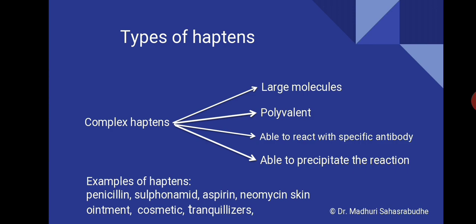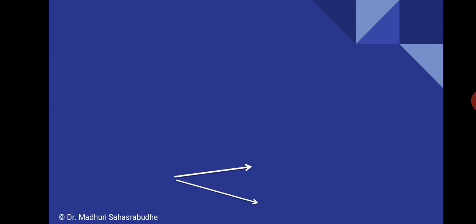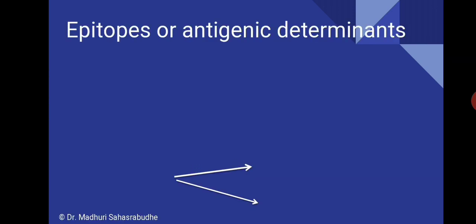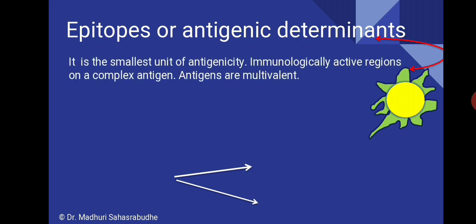Examples of haptens are penicillin, sulfonamide, aspirin, neomycin skin ointment, some cosmetics, and tranquilizers. On the surface of an antigen, the smallest area which determines the immunogenicity is called an epitope. In the diagrammatic presentation, the green colored areas shown are epitopes or antigenic determinants. So it is the smallest unit of antigenicity.